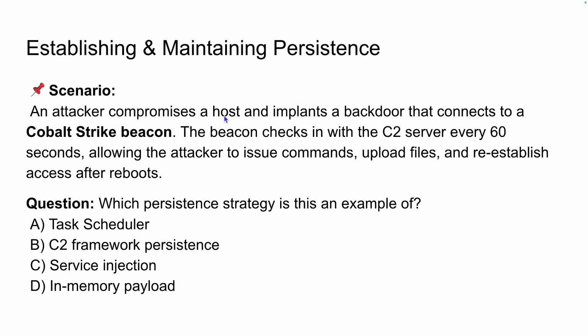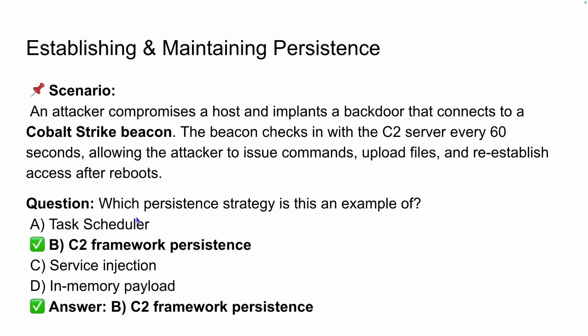An attacker compromises a host and implants a backdoor that connects to a Cobalt Strike beacon. The beacon checks in with the C2 server every 60 seconds, allowing the attacker to issue commands and upload files. So which persistence strategy is this an example of? I accidentally scrolled down. It is a C2 framework persistence because Cobalt Strike is a C2 framework.